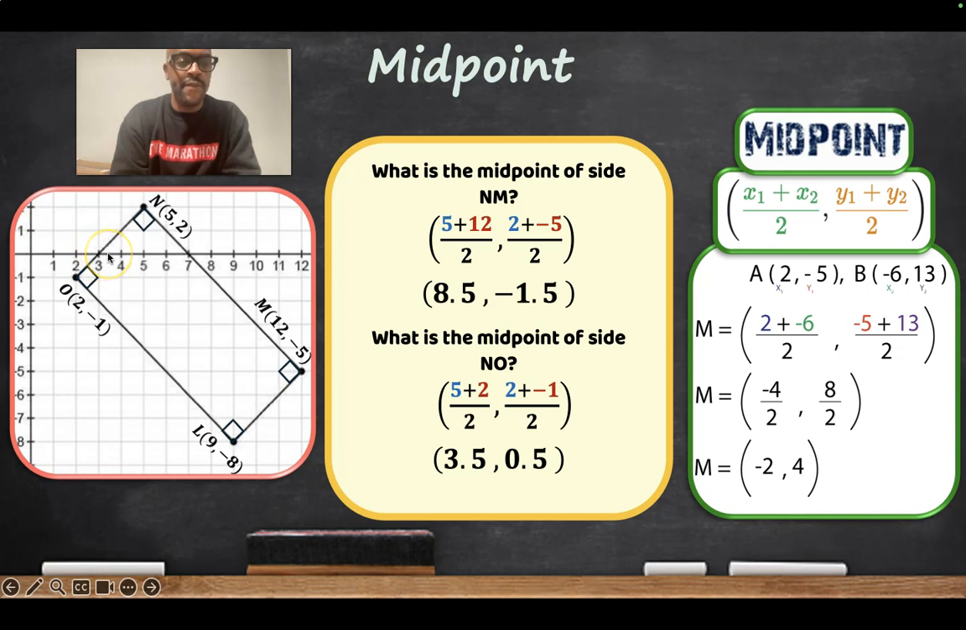So if you eyeball it, 3 and then go up 0.5, it looks like it's in the middle. That makes sense. If we look at 8.5 comma -1.5 right around here, that looks like it splits this side in half.